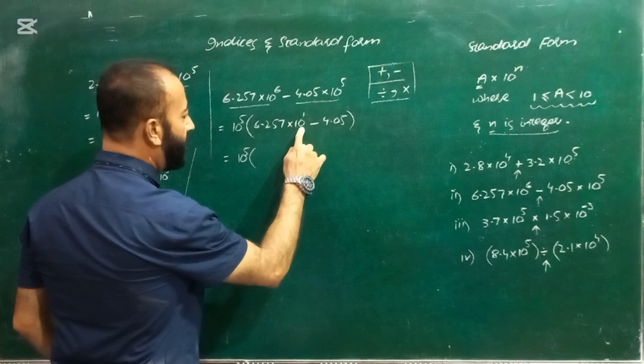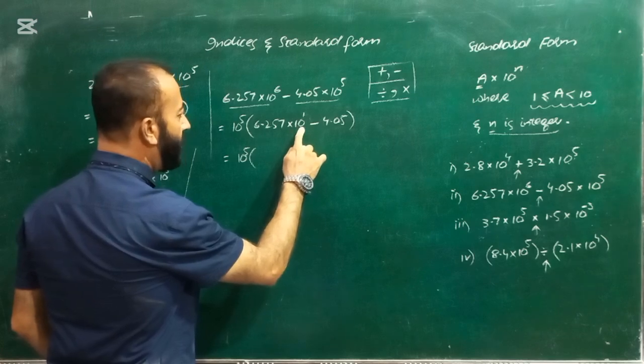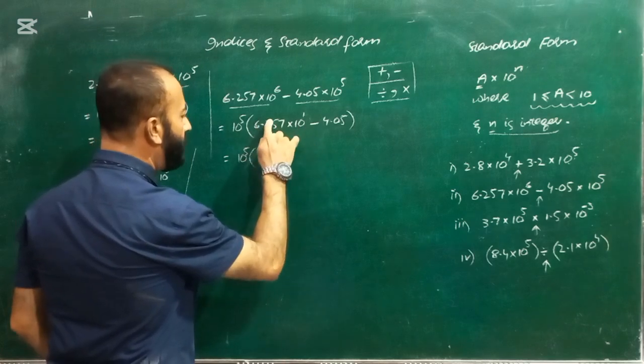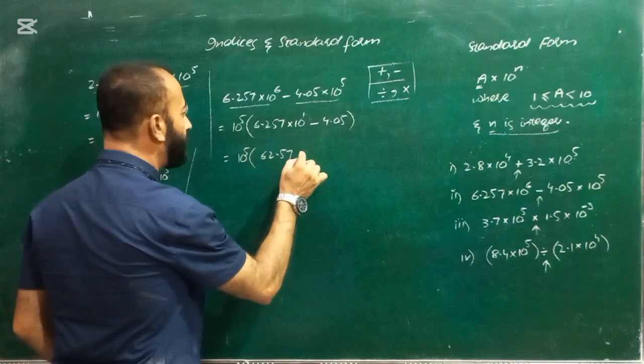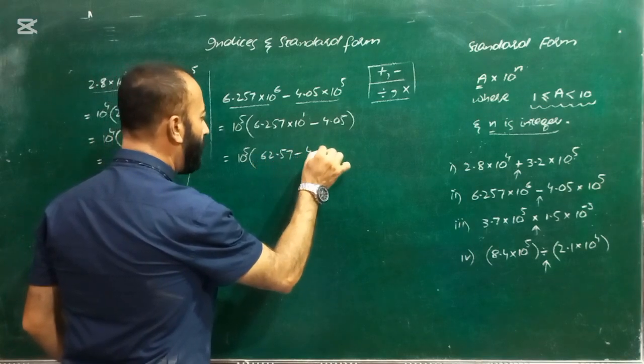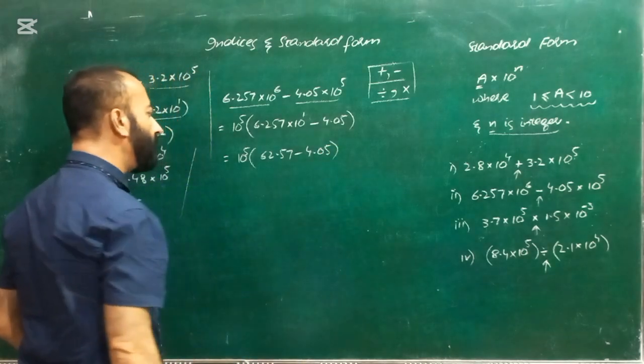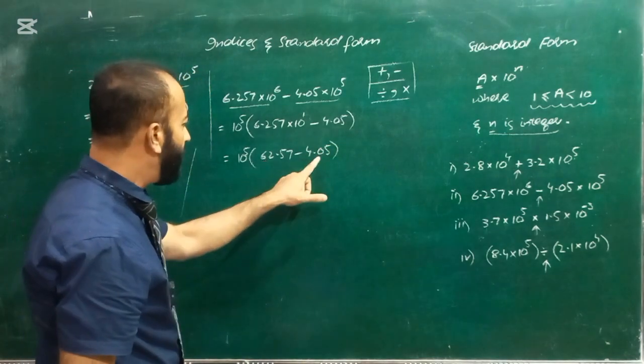Here are some zeros with 1. 1 0 is with 1. So point will move towards right one place. So 62.57 minus 4.05 is still there. Okay, now subtract this value from this.